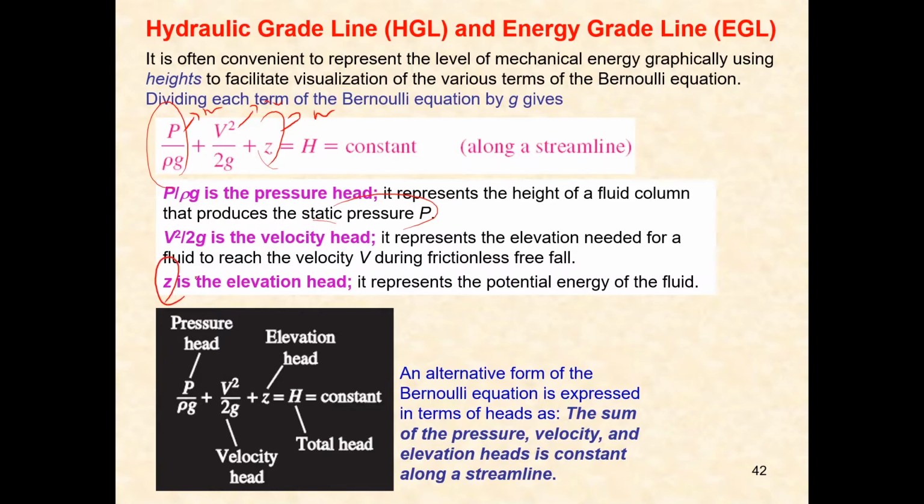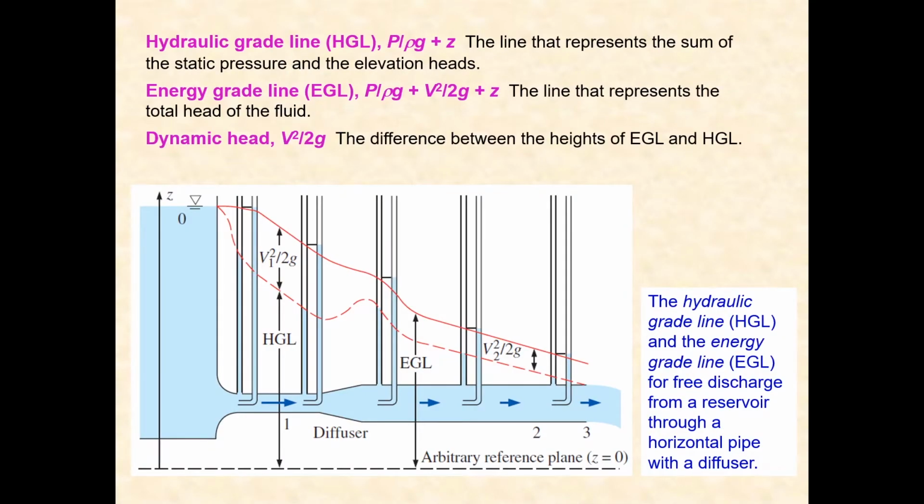And V squared over 2g here is the velocity head. It represents the elevation needed for the fluid to reach the velocity V during frictionless free fall. Meanwhile, z is the elevation head. It represents the potential energy of the fluid. So as mentioned, this is an alternative form of the Bernoulli equation, expressed in terms of head, in units of length. This HGL represents the static and elevation terms, whereas the energy grade line is the total energy, which is the static, the dynamic, and elevation terms all together.